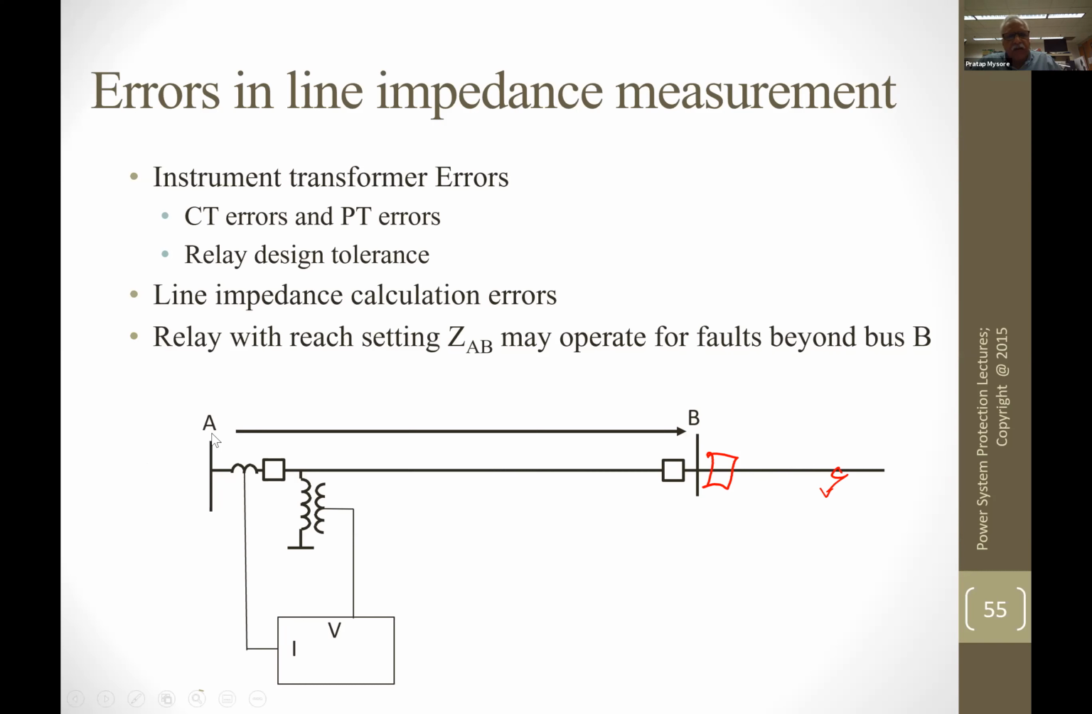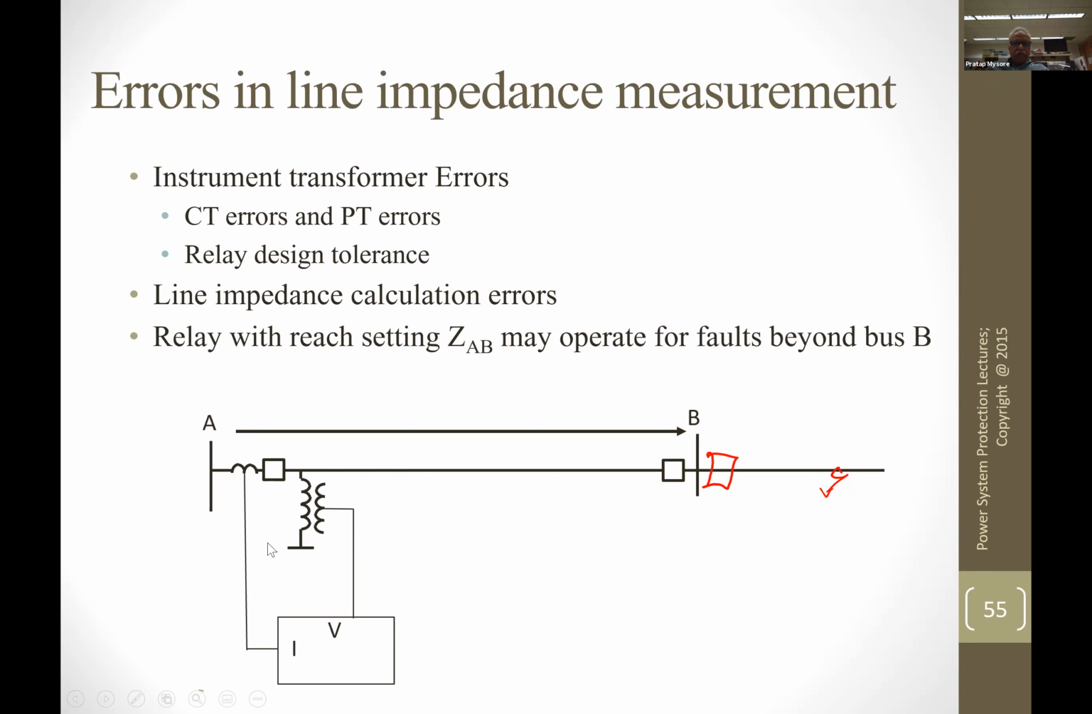So if I set from A to B, then there are some errors. The measurement errors are there. Line impedance calculation errors also are there. They may not be 100% accurate. And you have CT errors. We found that a C rating has got 10% error if the current is 100 amperes, or 3% when the current is loaded up to the rating of the CT. And PT errors are there. We have 1% or 1.2% or 0.3 percent errors. And then design tolerances are there in the relay too.